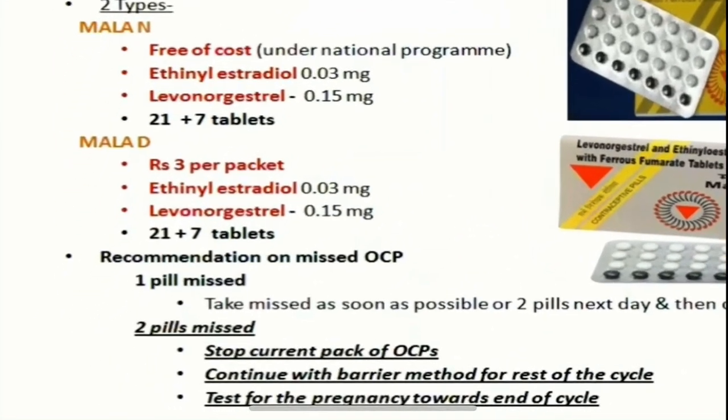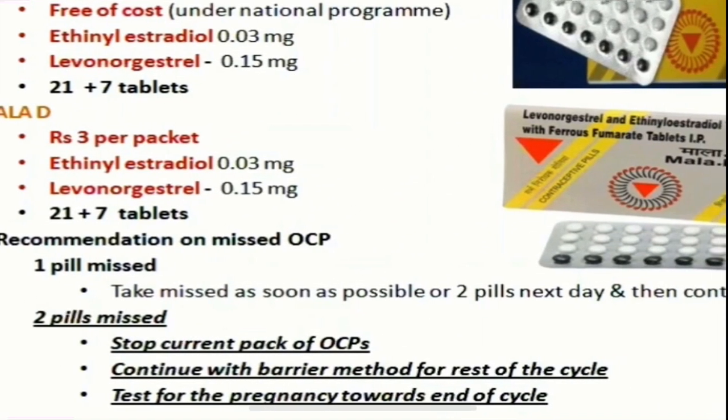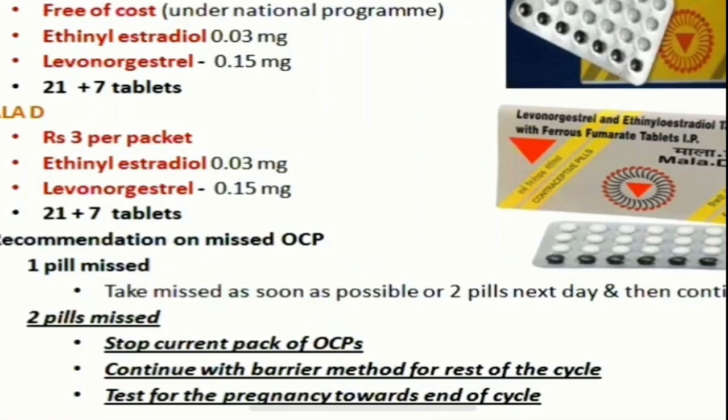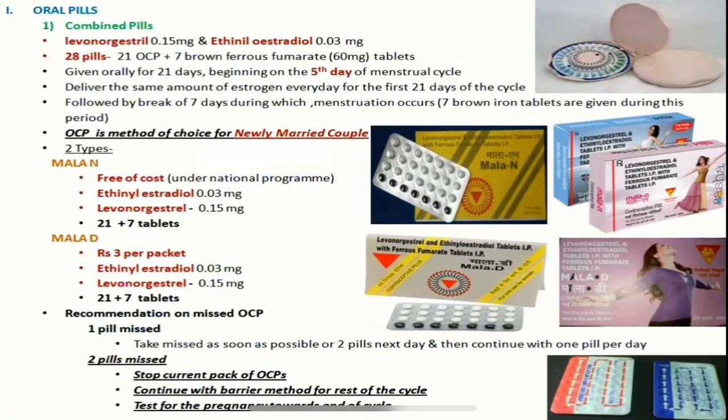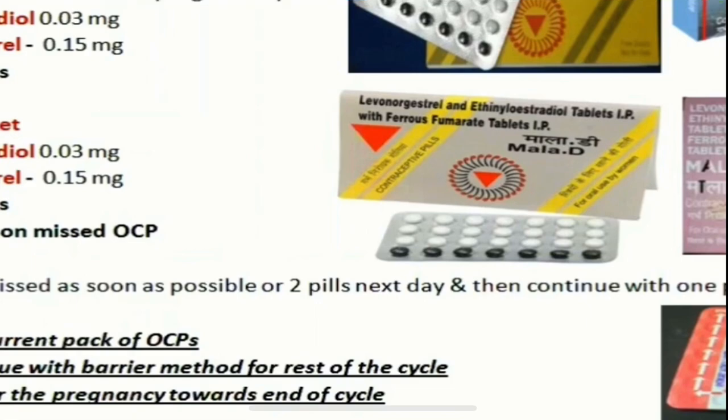Moving on, recommendations in cases of missed OCPs. If a woman misses one pill, she should take the pill as soon as possible. In case she misses 2 pills, then she has to stop the current pack of OCP. She should continue with the barrier method for the rest of the month, and then she should test for pregnancy towards the end of the cycle. If the OCP has worked and she is not pregnant, from the next month, from the 5th day of the menstrual cycle, she can continue her OCPs.